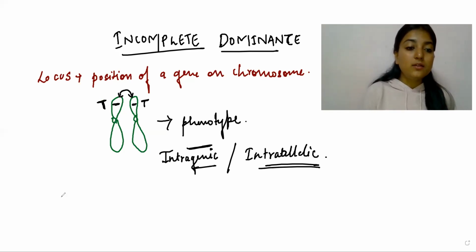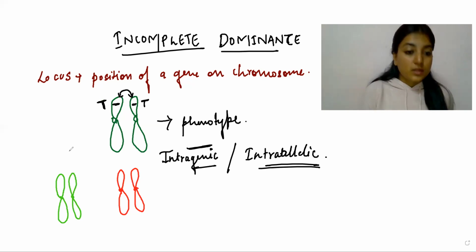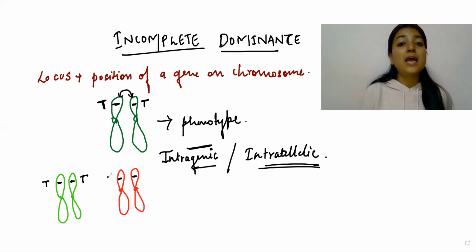Now let us take another pair of chromosomes, two homologous chromosomes. Taking the same example again, a gene is present which is responsible for the character of stem length. Here again a gene is present, but now for the flower color. So flower color is violet and white.